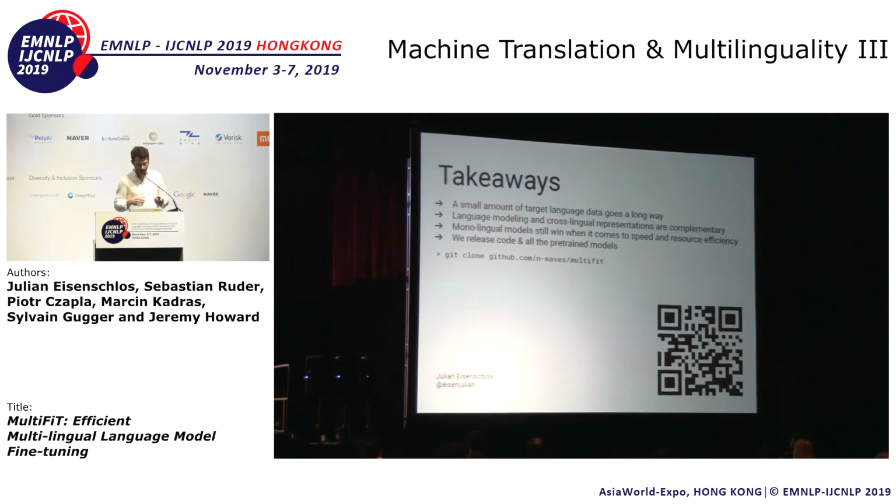So the takeaways are that a small amount of target language data goes a long way. Even if it's 100 examples, you should try to annotate a little bit in your target language, and that will give you great performance, much more than trying to transfer across languages. Also, language model and cross-lingual representations are complementary, so you can get the best of both approaches. Monolingual models still win when it comes to speed and resource efficiency, if you want to put your model in production. And we released the code and all the pre-trained models, so we invite you to check out the code and add more languages if you want to.